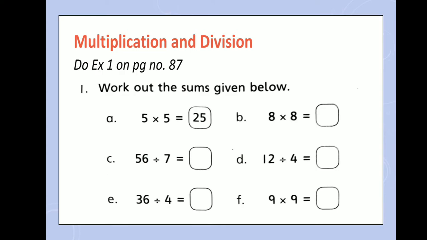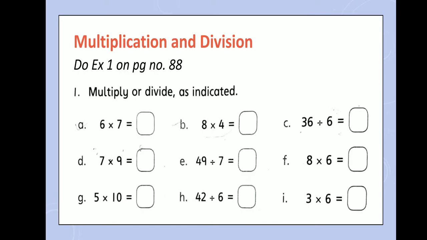Now on page number 87, go through exercise 1. Here some multiplication and division sums are given. Look at them carefully and try to solve them yourself with the help of tables. On page number 88, now open page number 88, do exercise 1. Practice the given sums. You must know the tables from 2 to 10.